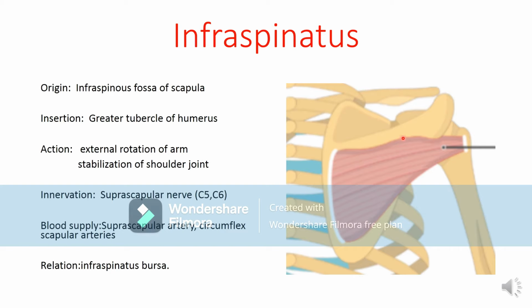Infraspinatus is the second muscle in the cuff muscles. It originates from the infraspinous fossa of the scapula and is inserted in the greater tubercle of the humerus. This muscle is responsible for external rotation of the humerus and also stability of the shoulder joint. It is supplied by the suprascapular nerve, which also supplies supraspinatus. Blood supply comes from the suprascapular and circumflex scapular arteries. It is related to the infraspinatus bursa.